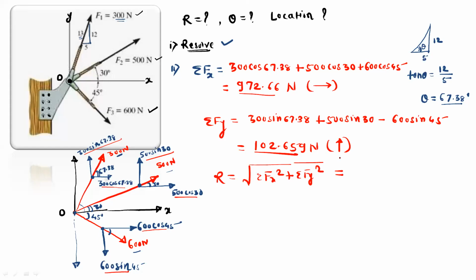Okay, so this value is 978.0625 Newton. Now we have to locate the resultant. So from these directions, we can say the resultant will lie in the first quadrant.